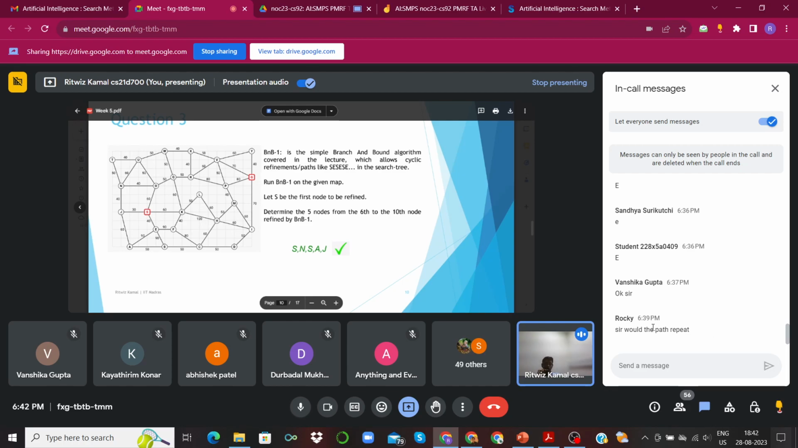Yes, Rocky, the path would repeat because we are allowing for cyclic refinements, right? So this would have a repetition of going from one node to another node. In the coming question, we'll see another variation of this branch and bound method where we do not allow cyclic refinements. So in that case, repetition will not be allowed.